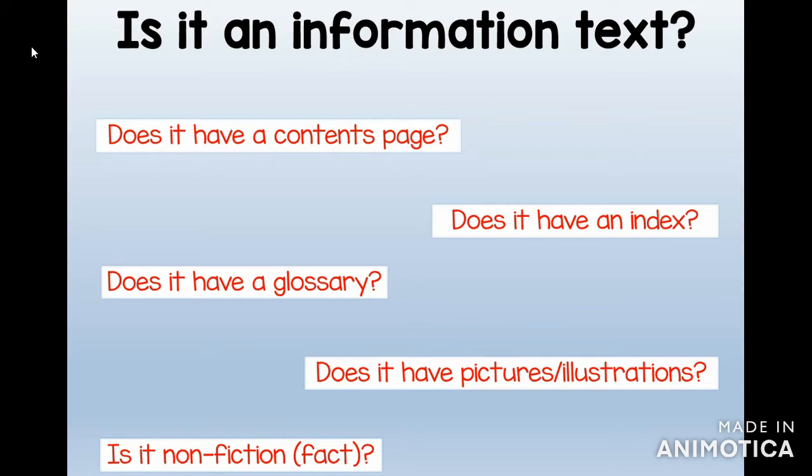Does it have a contents page? Now, the contents page is the page at the beginning of the book, which has the page title and the page you can find that information on. Does it have an index? The index comes at the back of the book and it has a list of all of the key words, and it will tell you the pages or page that you can find that information on.